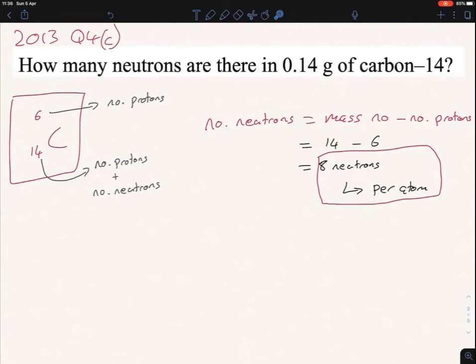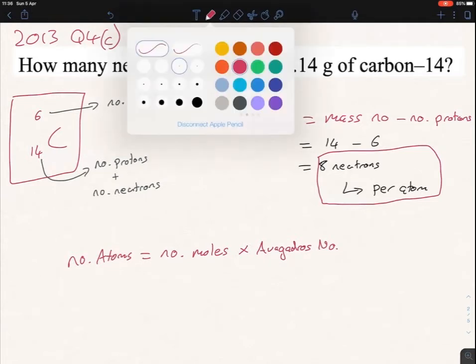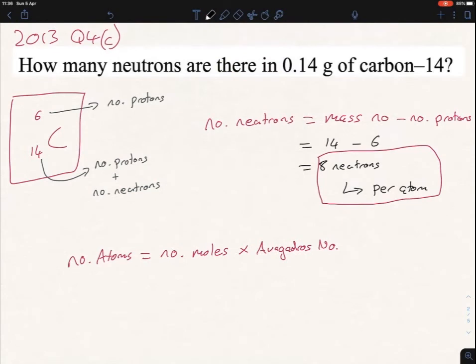There's another formula we can use, and that formula uses Avogadro's number. Avogadro's number is 6 times 10 to the power 23. So the number of atoms equals the number of moles times Avogadro's number. We're looking for the number of atoms, that's fine. We don't know the number of moles, but we do know Avogadro's number, 6 times 10 to the power 23. So now we have to figure out the number of moles. It's becoming a little bit trickier.